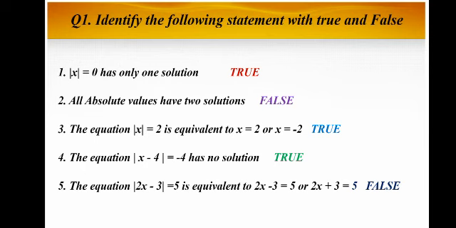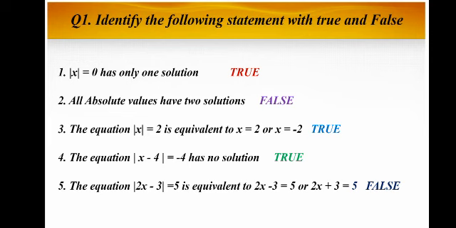Third is the equation absolute of x is equal to 2 is equivalent to x is equal to 2 or x is equal to minus 2. Here you can see that absolute of x is equal to 2. When you remove the sign of absolute value, it will give you two states. One is in positive form and one is in negative form.